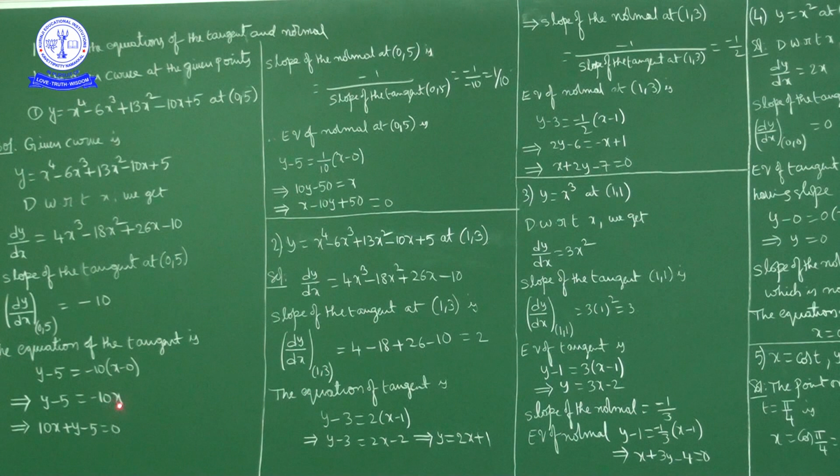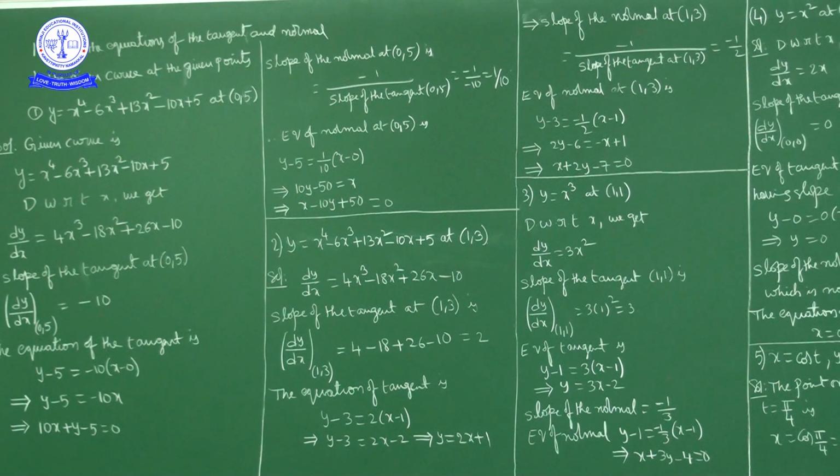So y minus 5 is equal to minus 10x. Minus 10x comes to this side, plus 10x. So equation of tangent is 10x plus y minus 5 is equal to 0. Okay, next, slope of the normal. Slope of the normal at 0 comma 5 is minus 1 by slope of the tangent at 0 comma 5. So minus 1 by slope of the tangent at 0 comma 5 is what? Minus 10. So minus 1 by minus 10 is 1 by 10. Slope of the normal is 1 by 10.